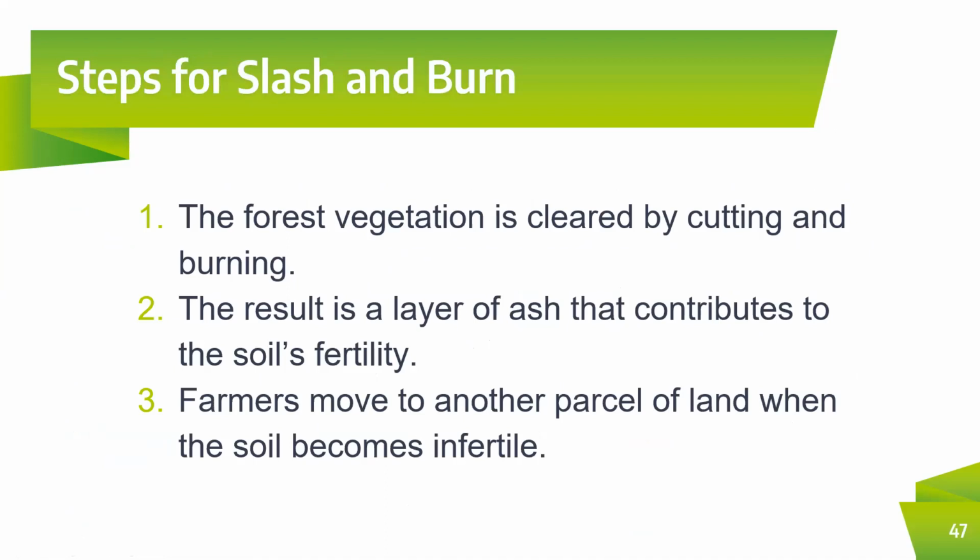And the slash and burn technique is here for you to get a sense of how this process works. Really simplistic though. Forest vegetation is cleared by cutting and burning. The resulting layer of ash then contributes to the soil's fertility. And then farmers move to another parcel of land when the soil becomes infertile. You wait a year or two, and then again, the process.